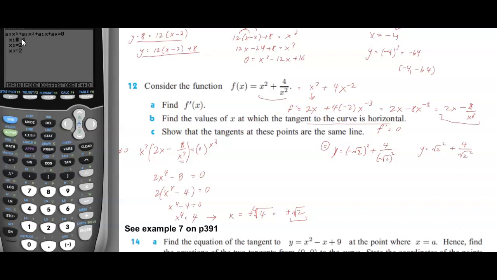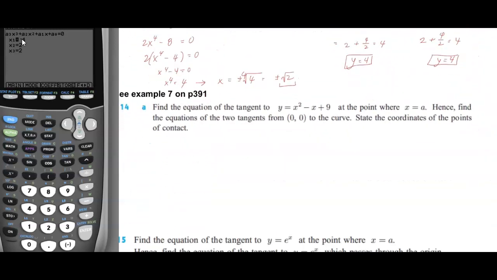And now you can easily see that in both cases, the negatives cancel out. So both of them are going to give you the same value. It's going to be 2 plus 4 over 2, which is equal to 4. So they both have a y value of 4, which means that the horizontal tangent in this case is y equals 4, and the horizontal tangent in this case is also y equals 4. Okay? All right, number 14.